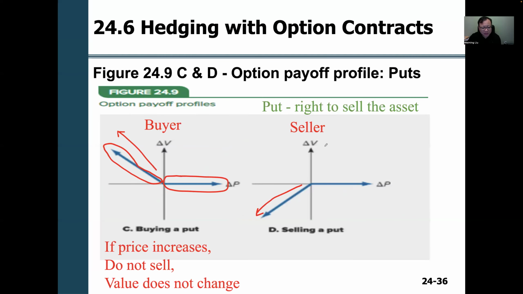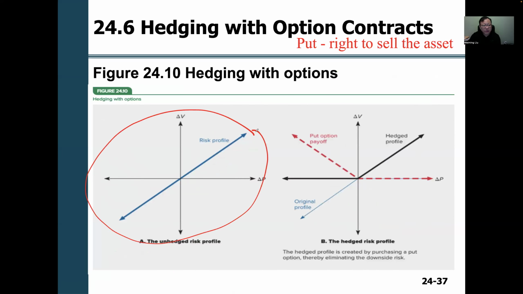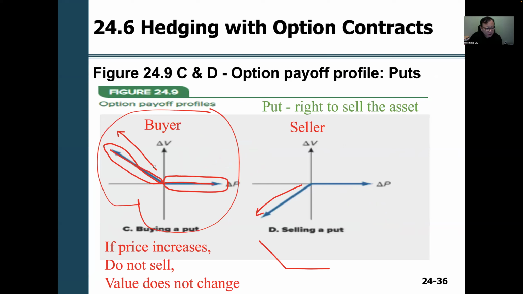So this is a put option, as a buyer. If I buy a put option, it gives me a payoff of this shape, like an open seed. This red dashed line is the put option payoff. We have just seen this option. When you buy a put option, this is what the payoff looks like.